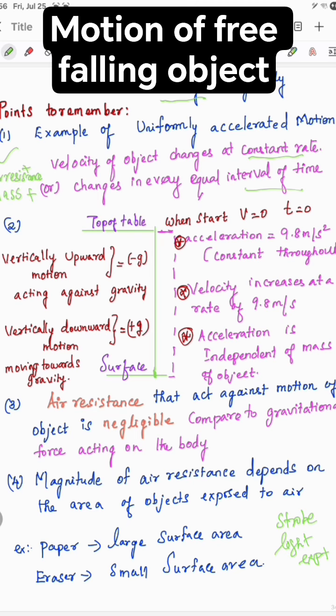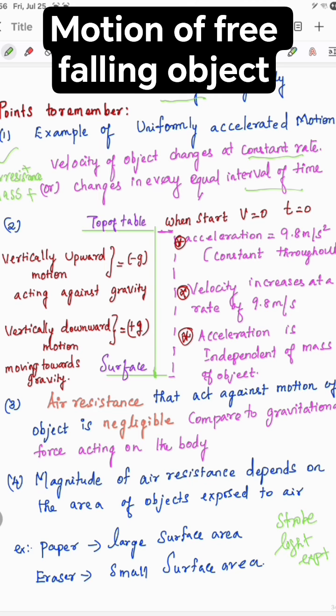For example, if you are on top of a table and you drop an object to the surface, when you start, the velocity is 0 and the time is 0. When the object begins falling down, the acceleration is 9.8 meter per second square, which is constant throughout the free fall. And velocity increases at a constant rate of 9.8 meter per second.